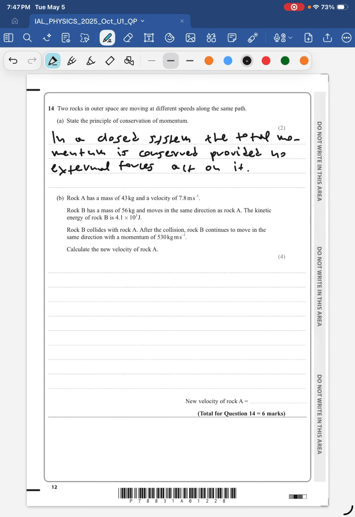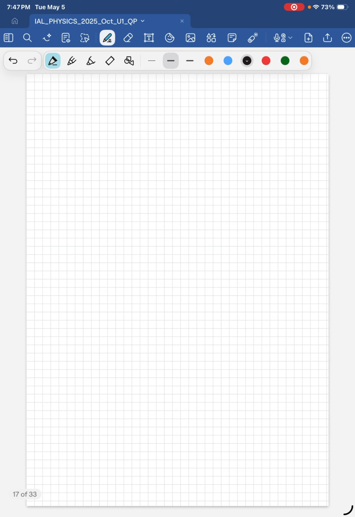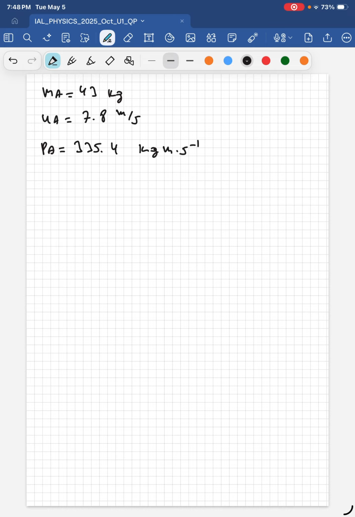Okay, let's write down, actually let's use a clean page. So we have the mass of rock A is 43 kilograms. The velocity UA of rock A is 7.8 meters per second. And therefore, we can use these two to find the initial momentum of rock A as 335.4 kilograms times meters times seconds to the minus 1.